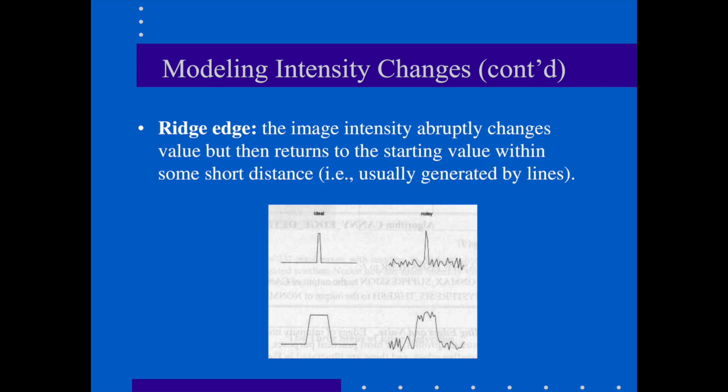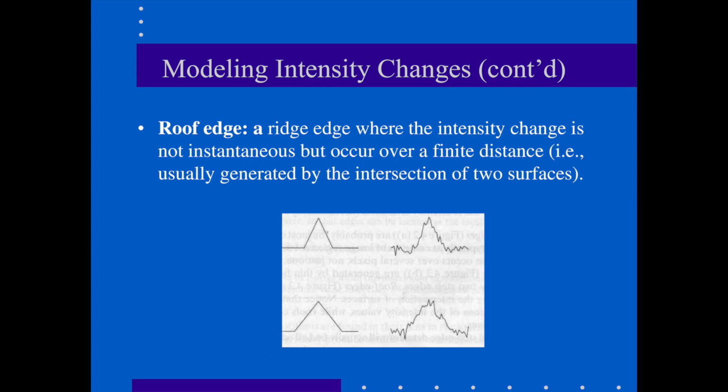The third edge is the ridge edge. Here the image intensity abruptly changes value but then returns to the starting value within some short distance. The fourth one is the roof edge, a ridge edge where the intensity change is not instantaneous but occurs over a finite distance. That is, it is usually generated by the intersection of two surfaces, as given in the figure.